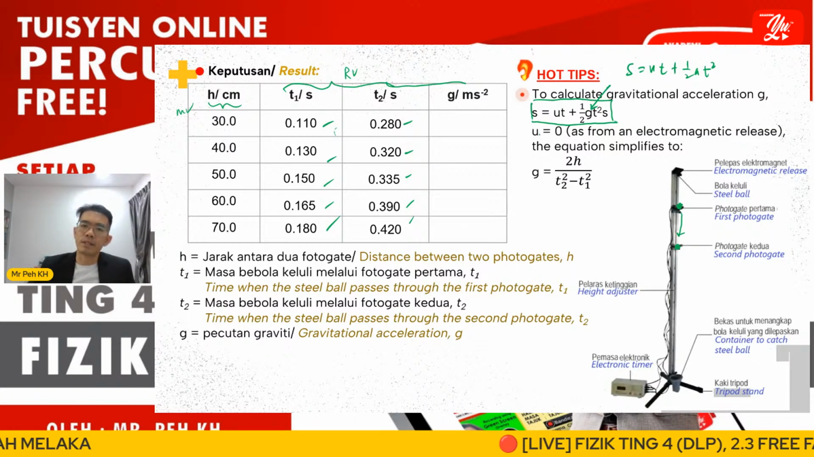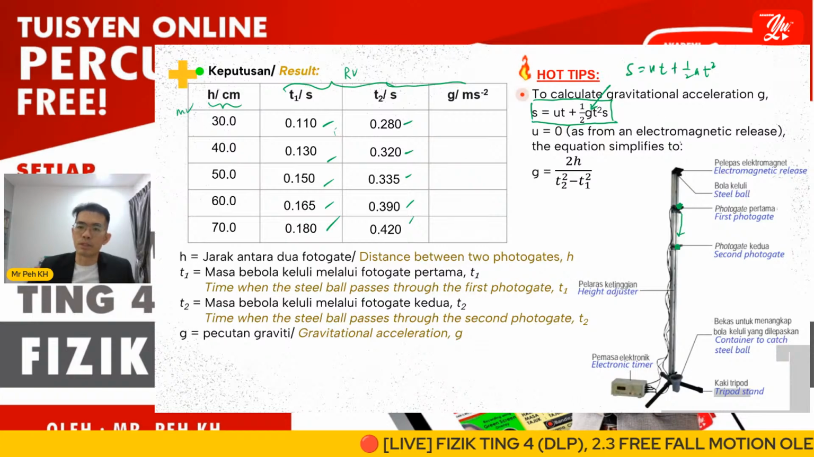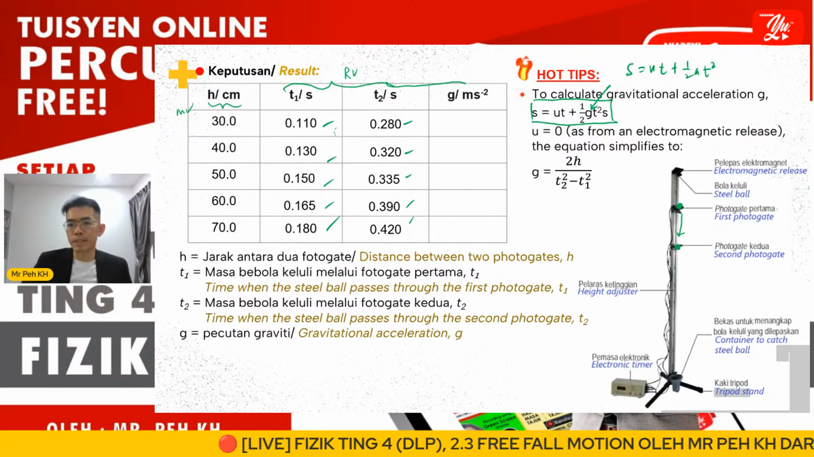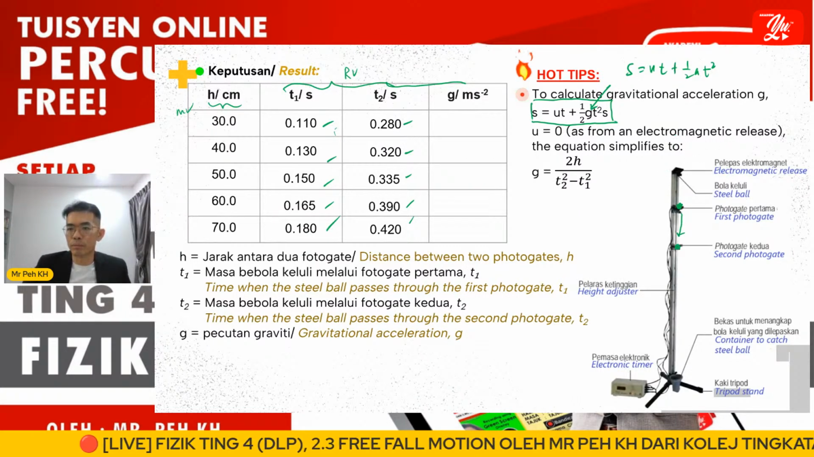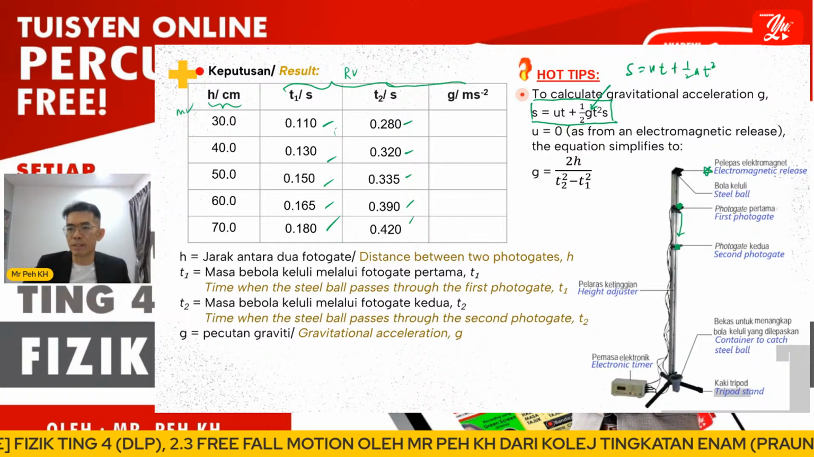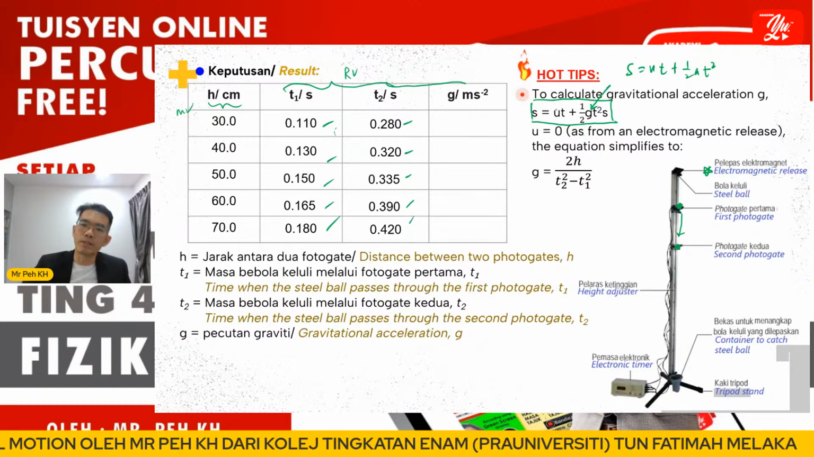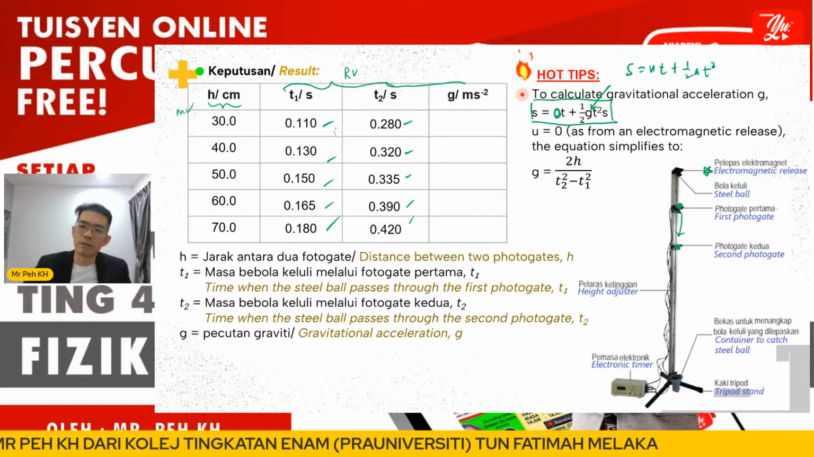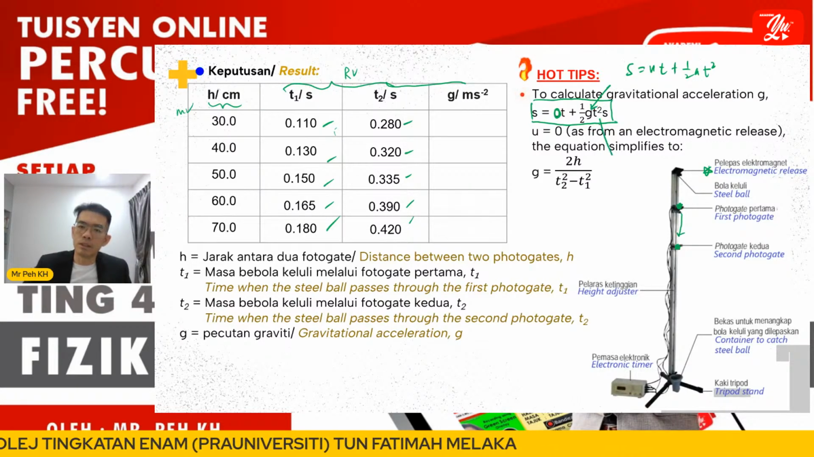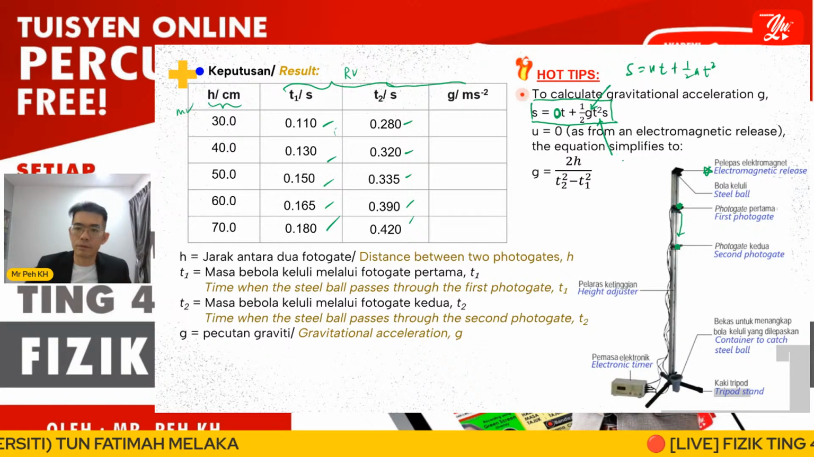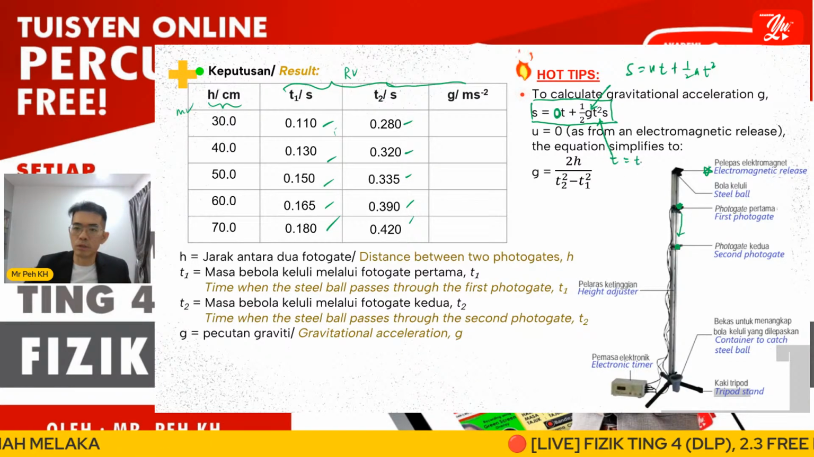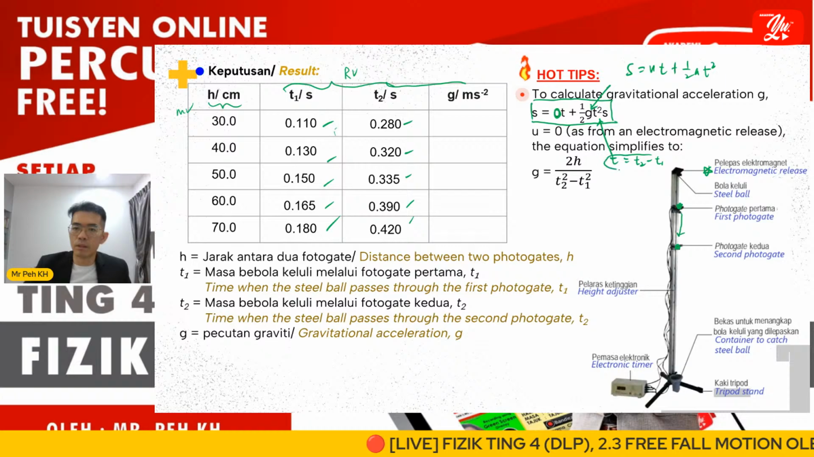Okay, and then the u will be 0 because the object is just released from the top position at the electromagnetic release here. So when we substitute u as 0, then the t is the duration between T2 and T1: t = T2 − T1. Okay, so you rearrange, you get this formula.